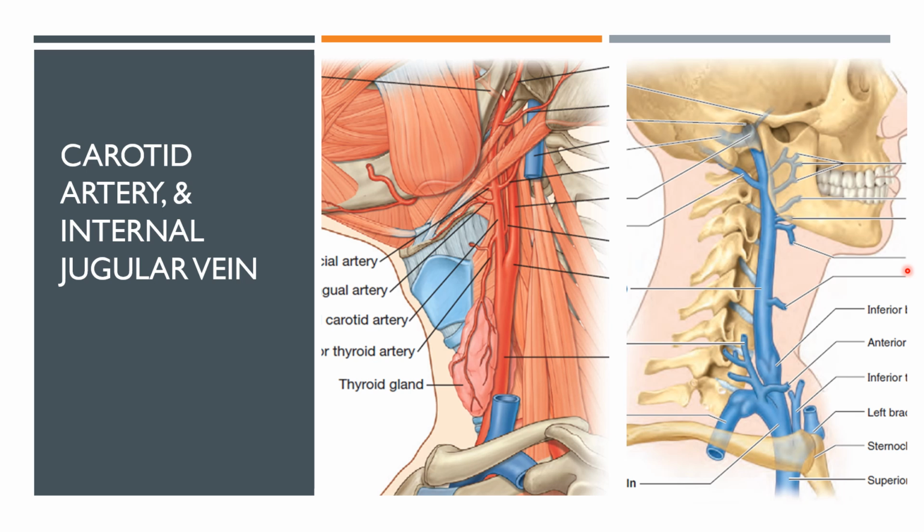Regarding the internal jugular vein, it leaves the skull through the jugular foramen, and it descends downward in the carotid sheath. It's surrounded together with these vessels by the carotid sheath, and at the end it joins together with the subclavian vein, and they form the brachiocephalic vein. So internal jugular vein with subclavian vein form the brachiocephalic veins.